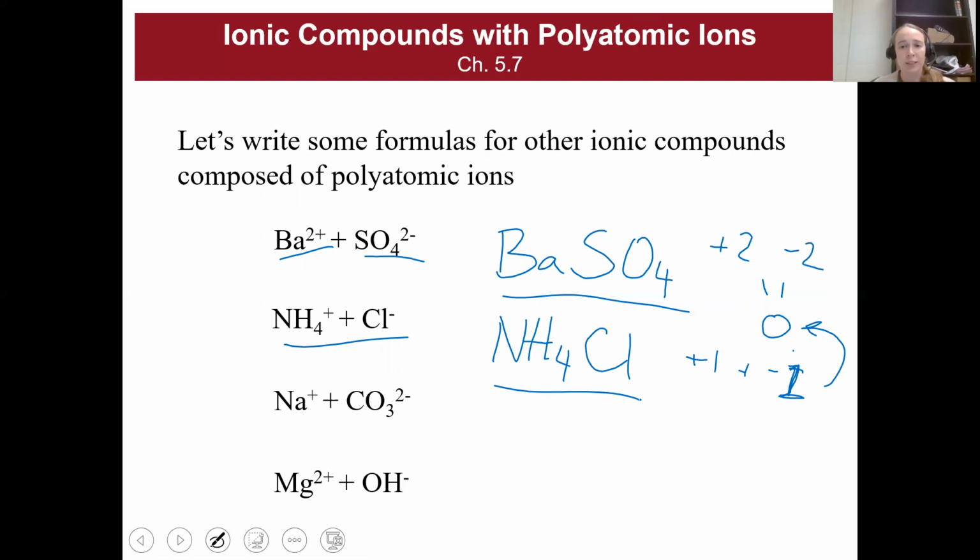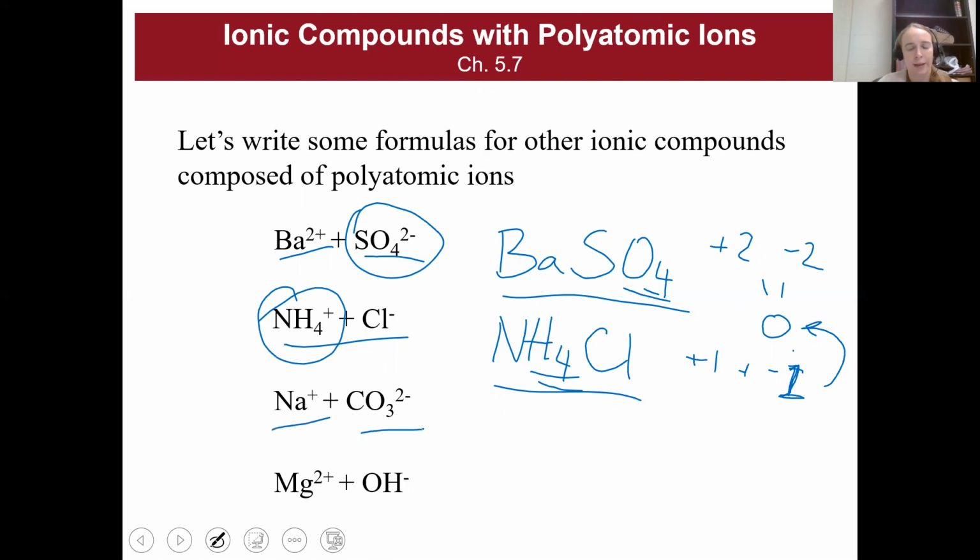We don't need any parentheses or any subscripts on our ions. The subscripts are going to stay there that are part of the polyatomic ion. We're not going to take those away because that is an entity on its own. It keeps the subscript because that is the definition of the ion. All right, let's try a different one.